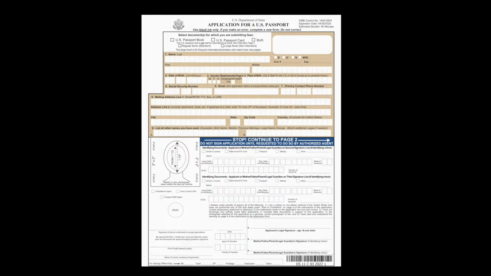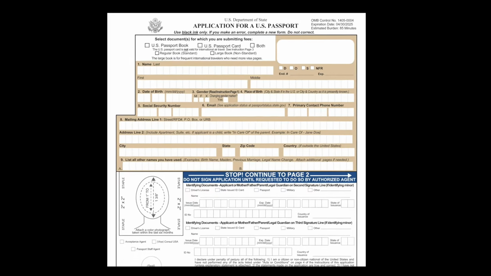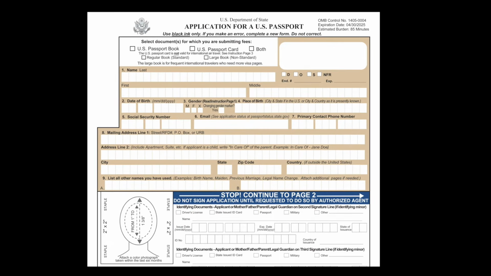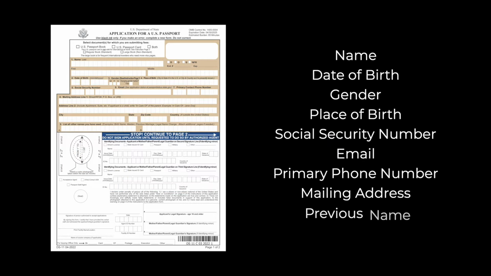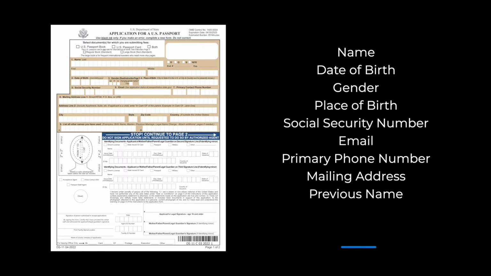Step 3, filling out page 1. The first page will include your basic information. Fill out only the top portion of the section. Do not fill out the lower half or attach your passport photo. On the top portion, you'll need to fill out the following: your name, date of birth, gender, place of birth, social security number, email, primary phone number, mailing address, and previous name.